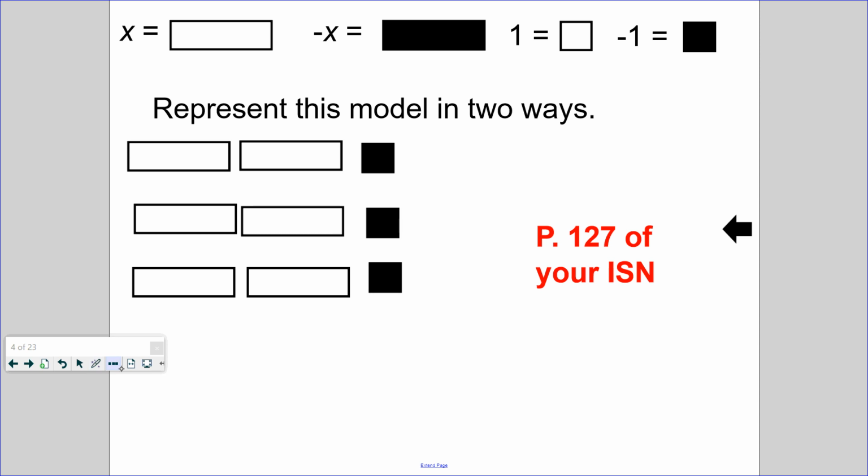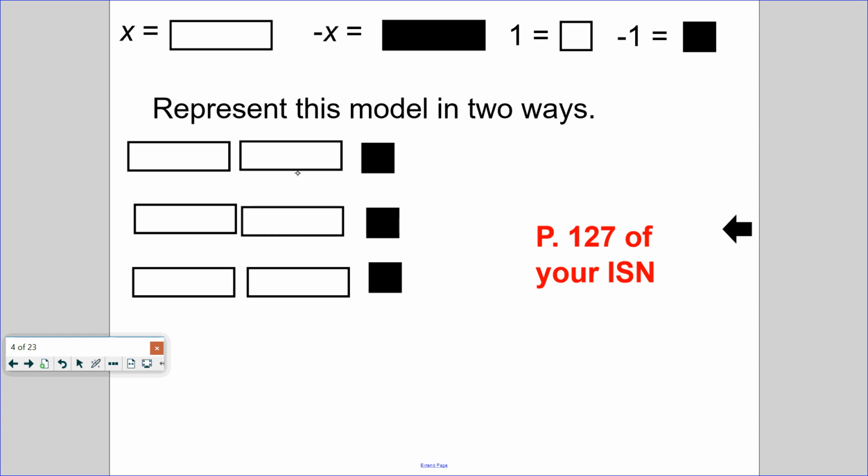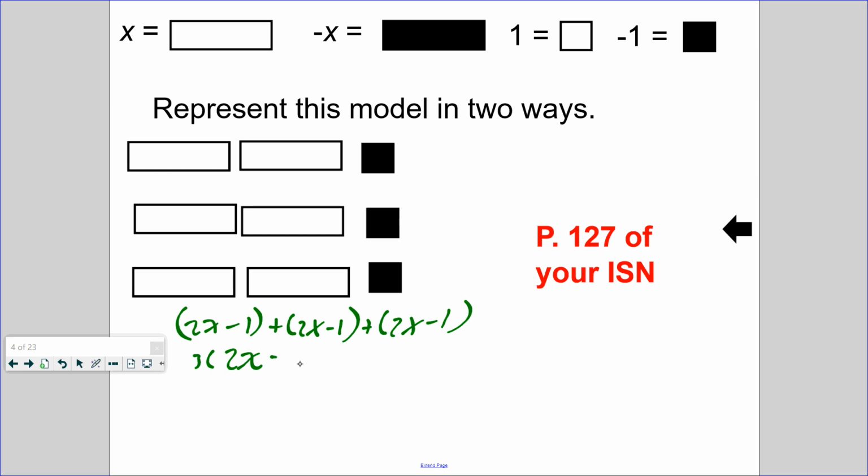So in this one, what do you see in here? So let's get my red pen. I see 2 x's. This is 2x minus 1 plus 2x minus 1 plus 2x minus 1. So I see 3 groups of 2x minus 1. All right, so 3 groups of 2x minus 1.